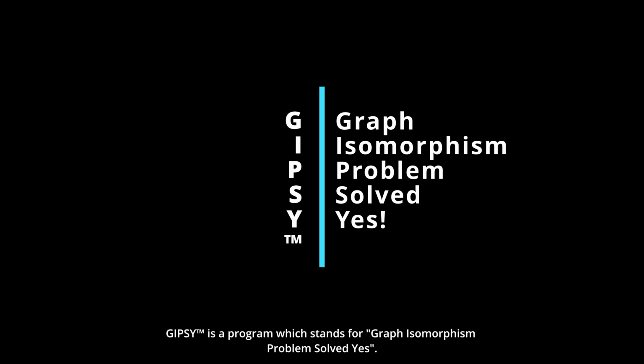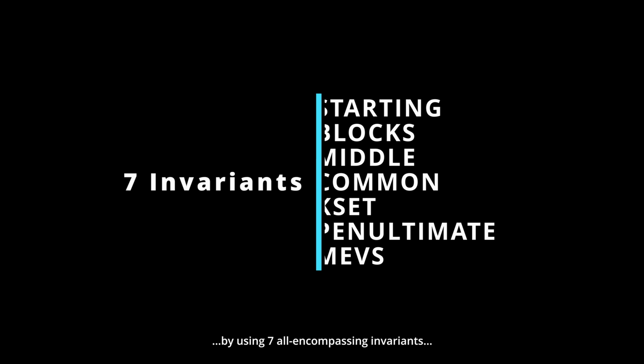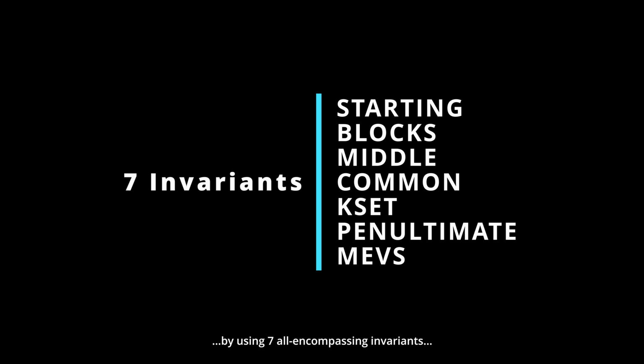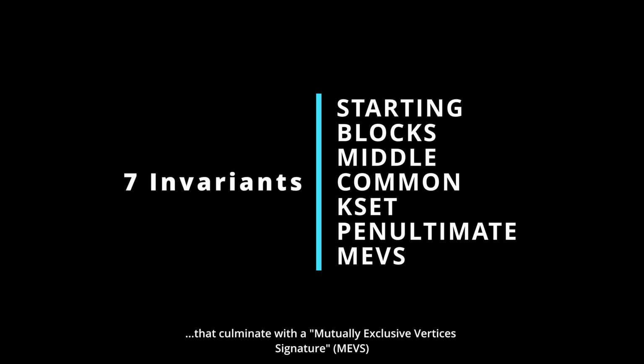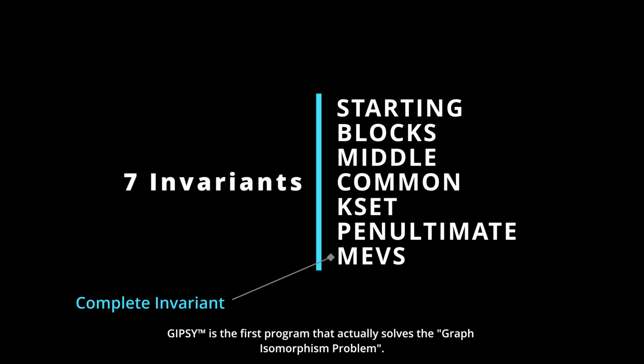GIPSY is a program which stands for Graph Isomorphism Problem Solved Yes. GIPSY, as the name connotes, solves the graph isomorphism problem by using 7 all-encompassing invariants that culminate with a mutually exclusive vertices signature, which is, in essence, the complete invariant. GIPSY is the first program that actually solves the graph isomorphism problem. Right now, it's working with covering designs and with Johnson's graph.